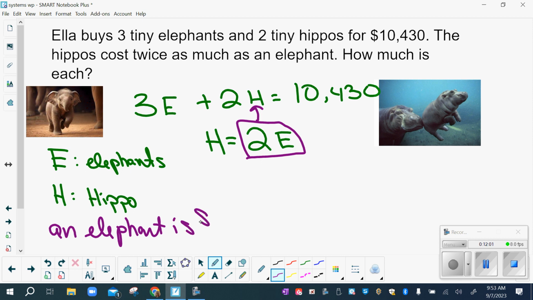Is that 1,490 bucks? Yeah, that's how much a tiny elephant is. It costs a lot to miniaturize an elephant. Jesus Christ, a dog costs 3,000 bucks.